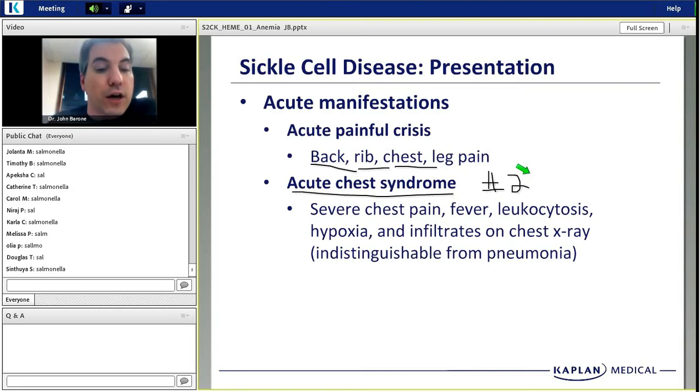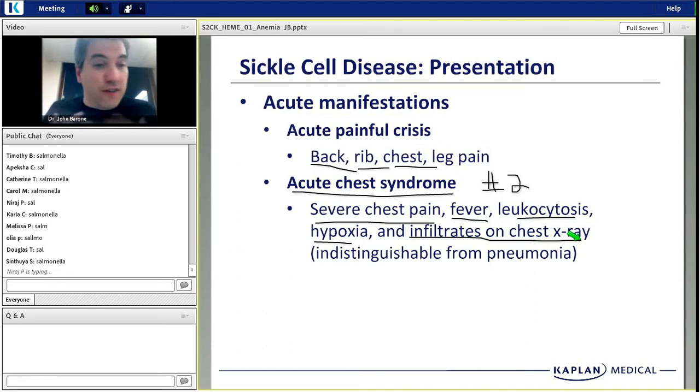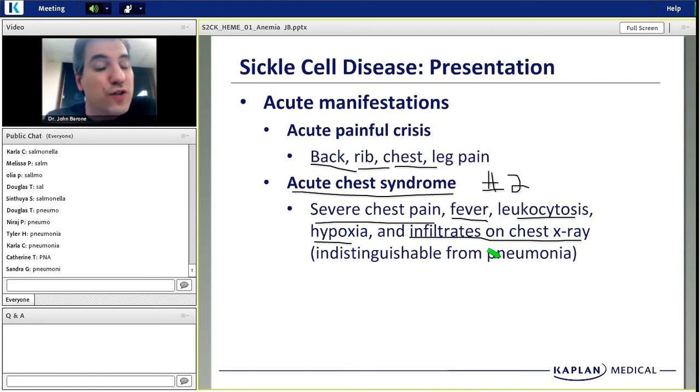They're going to come in with shortness of breath, severe chest pain, fever, leukocytosis. They can't breathe, hypoxia. When you do the chest x-ray, you'll see infiltrates. So what does this sound like? Pleuritic chest pain, some fever, white counts up, hypoxia, x-ray shows infiltrates all over the place. It sounds exactly like a pneumonia. It's indistinguishable from a pneumonia.